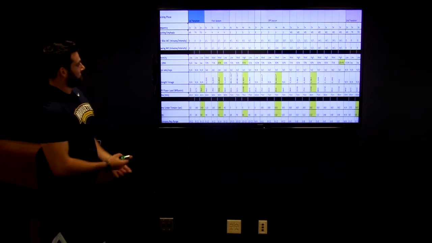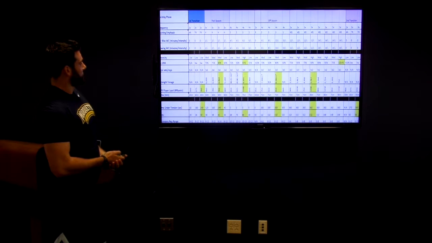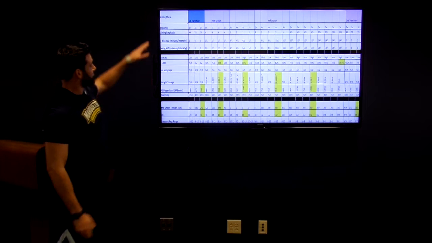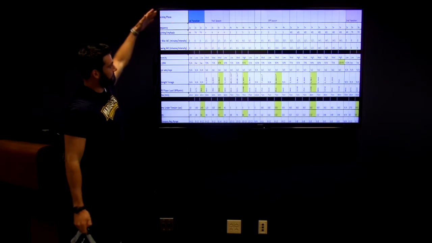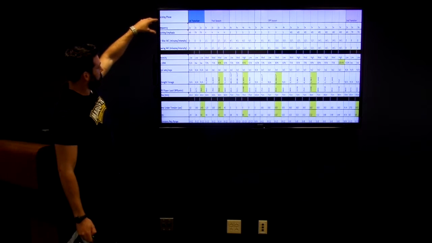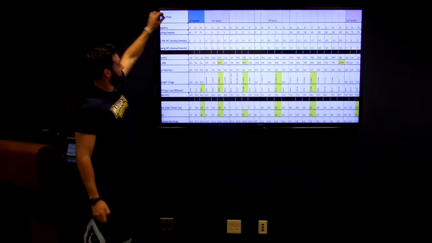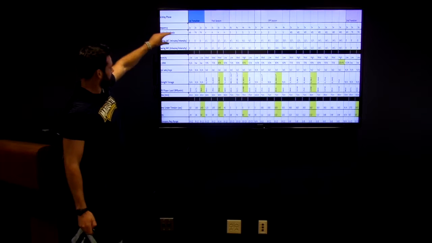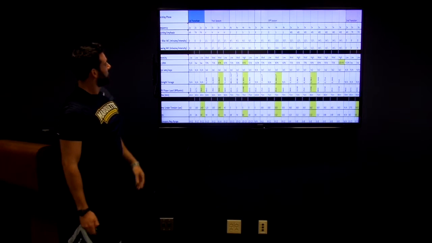So here is my yearly training plan. So here's the training phase on the top. I know it's a lot of information, but I'm going to highlight a couple sections. So we have the training phase on top. We have our subcategories on the left.